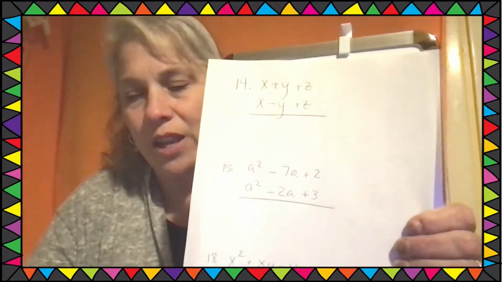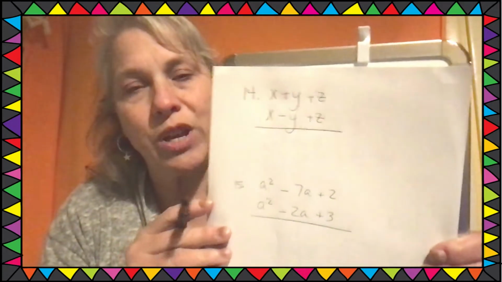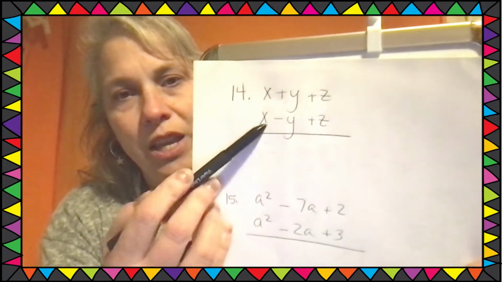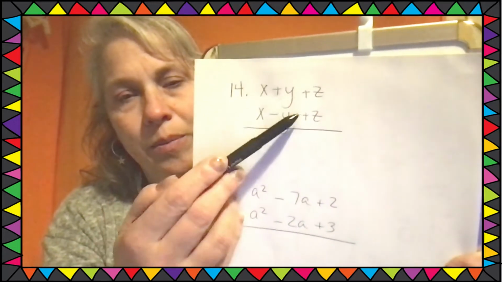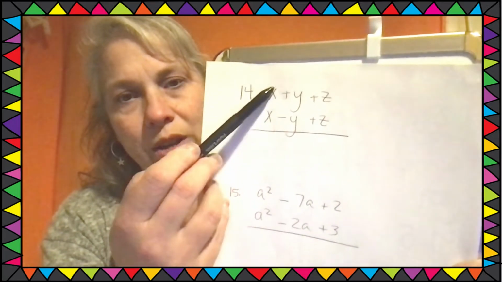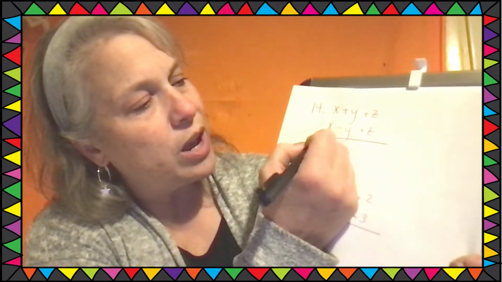We have 3 different terms. So we are going to have to multiply each one on the bottom by each one on the top. So we're going to start with the first one. We're going to go x times x is x squared. X times y is xy, plus xz.